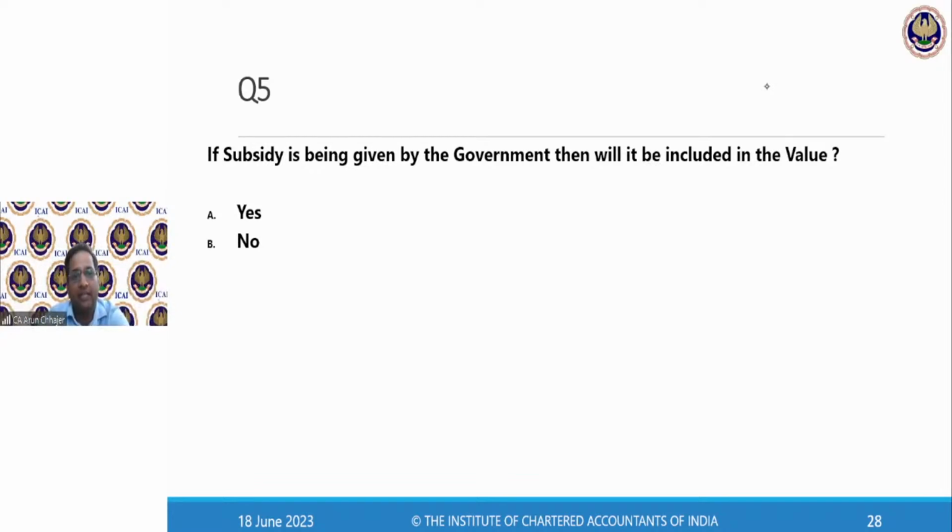If the subsidy is being given by the government, will it be included in the value? Answer would be no.